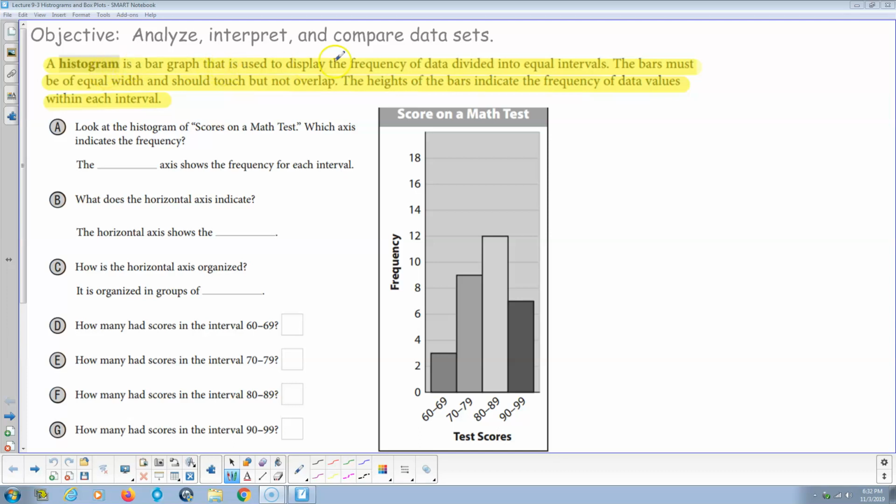So a histogram is a bar graph that displays frequency. Now, here's the thing. It's not for individual items. It's usually built into intervals, and intervals have to be equal. So the bars should be of equal width.